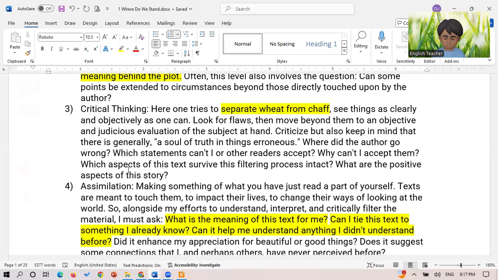You look for if the writer has said something wrong, if there is some mistake in the writing, if there are some flaws in the writer's argument, right? You criticize, but you also try to understand that every piece of writing, however erroneous, has some soul of truth. Every piece of writing says something useful, something true.